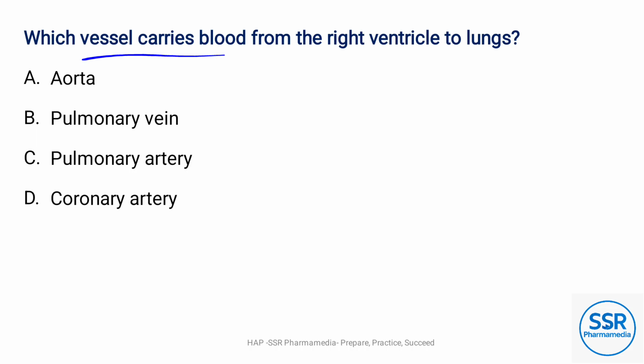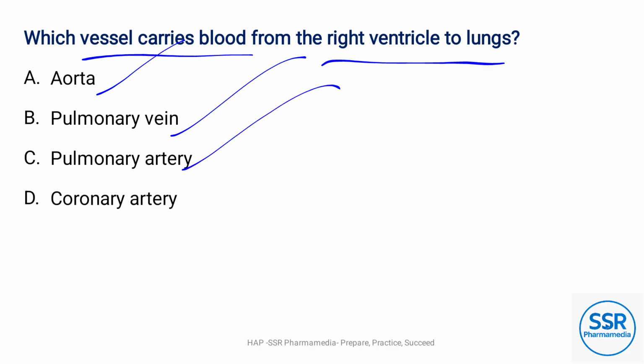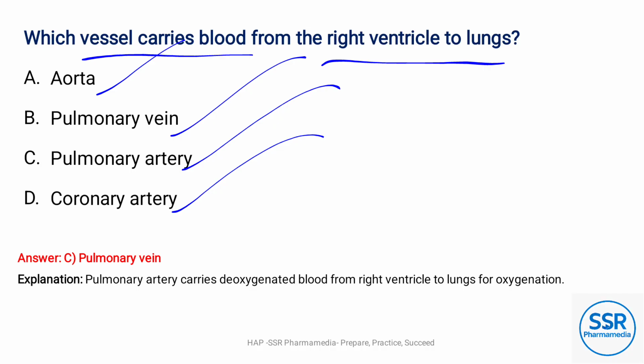Next, which vessel carries blood from the right ventricle to the lungs? Option A, aorta. Option B, pulmonary vein. Option C, pulmonary artery. Option D, coronary artery. So the answer is option C, pulmonary artery. The pulmonary artery carries deoxygenated blood from the right ventricle to the lungs for oxygenation.